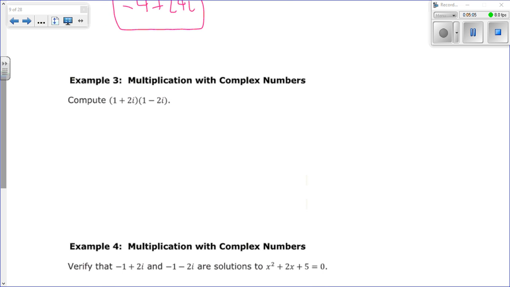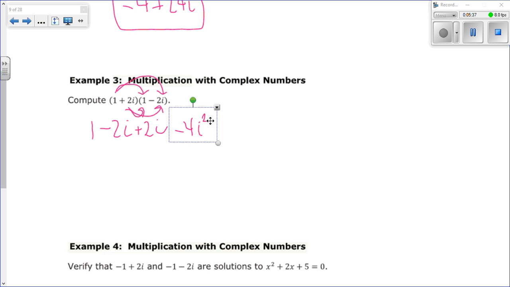Multiplication with complex numbers is a little bit different. You can use the box method if you want. Or you can just multiply. So I have 1 minus 2i times 1 plus 2i. So when I multiply 1 times the negative 2i, I get negative 2i, and 2i times 1, so 1 times 2i is 2i. And then my last terms, I get negative 4, and i times i is i squared.